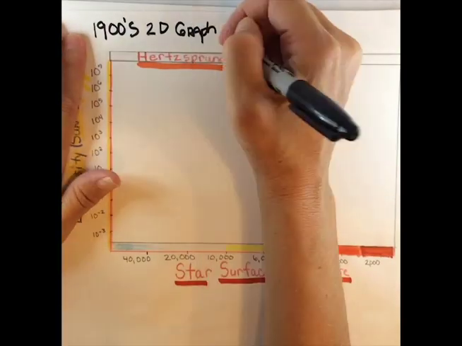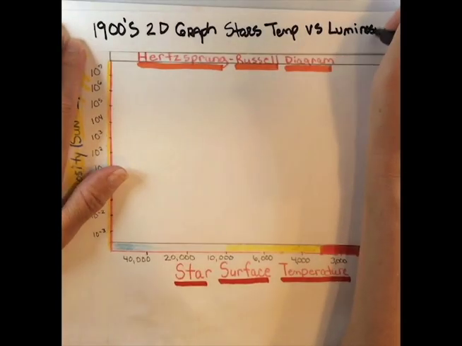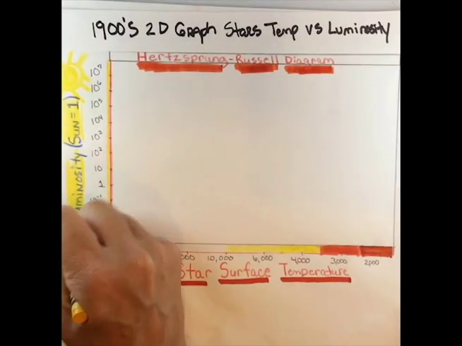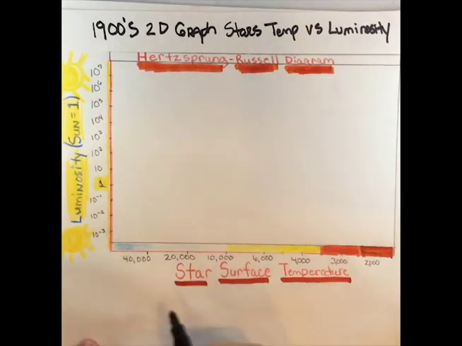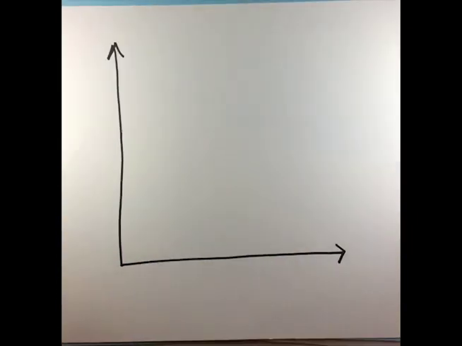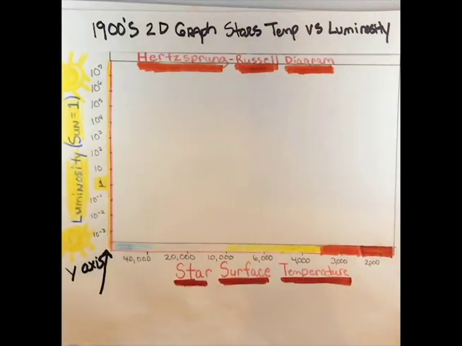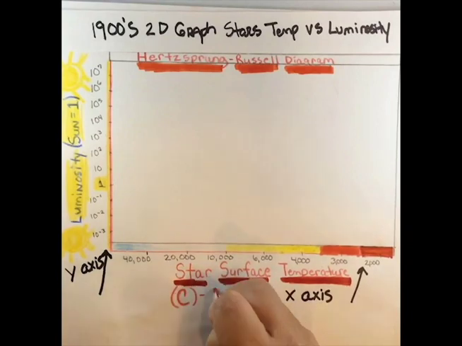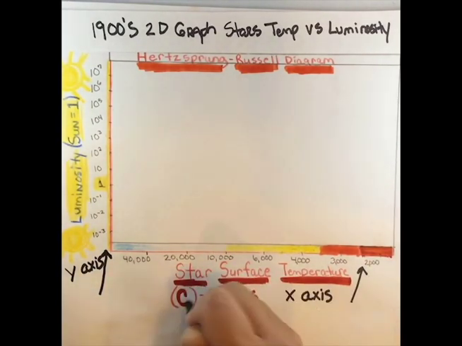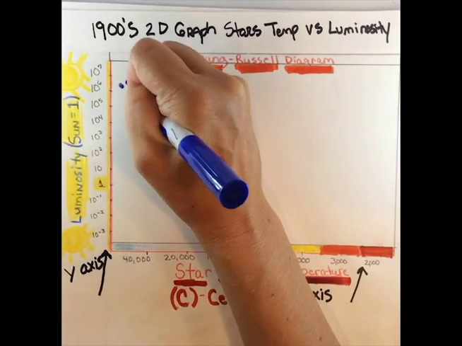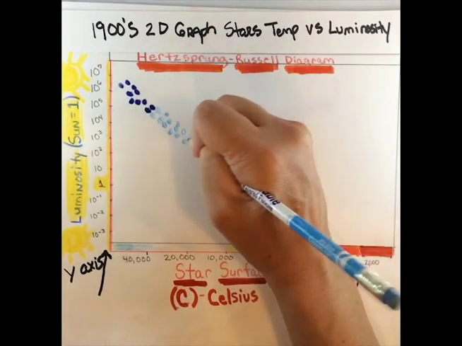In the early 1900s, a two-dimensional graph was made by Ejnar Hertzsprung and Henry Norris Russell. This graphed the luminosity of stars versus the temperatures of the stars. The y-axis is the increasing luminosity, and the x-axis is the decreasing temperature.